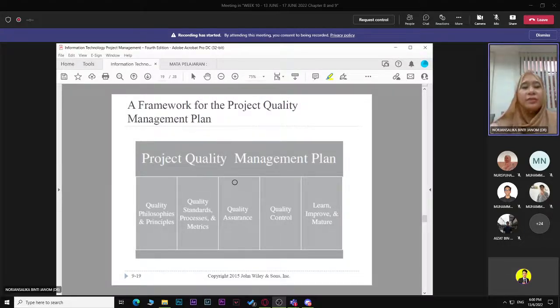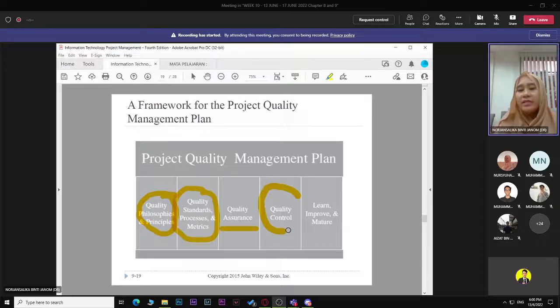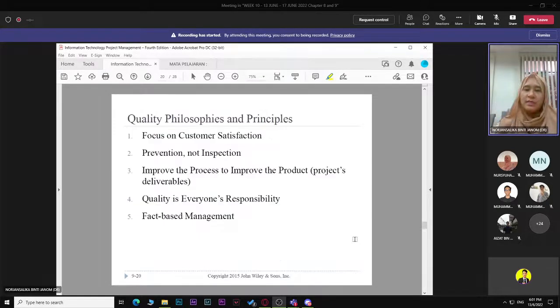Okay. And of course, whatever we have learned from slide 1 to slide 18, they are quality philosophy and principles. They are quality standards, process and metrics that you need to follow, and how to apply whatever metrics that you have, and how to make corrections after you apply, how to control, how to plan, to make sure that it fulfills moving towards the quality that you plan to have. And last is you need to learn, improve and mature, which you can share with the others and use to guide the other team members. So this is project quality.